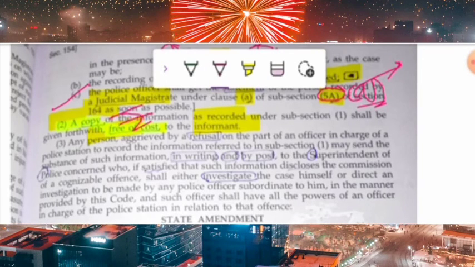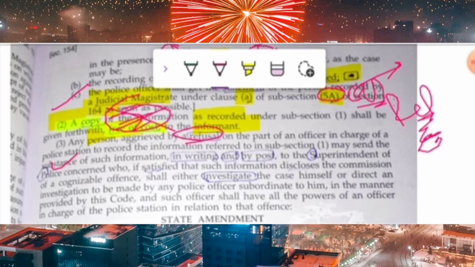And if the officer in charge of the police station refuses to register your FIR, then you may send the substance of the information in writing and by post to the Superintendent of Police concerned. If satisfied that the information discloses the commission of a cognizable offence, the SP shall investigate the case himself or direct an investigation to be made by a police officer subordinate to him in the manner provided by this code.